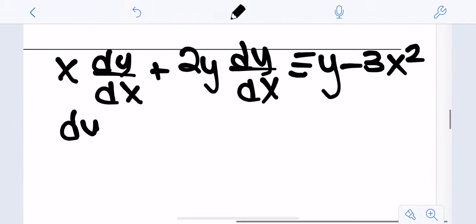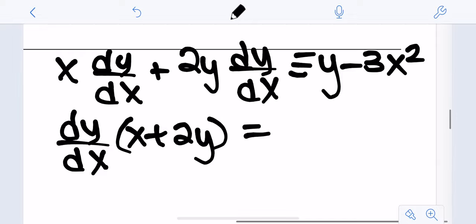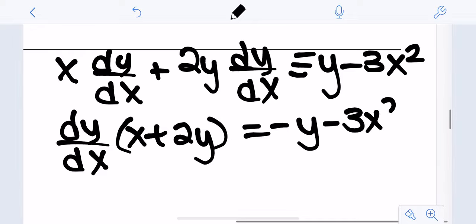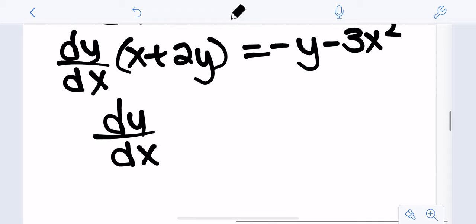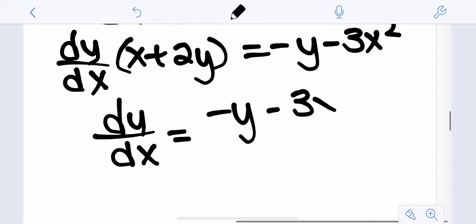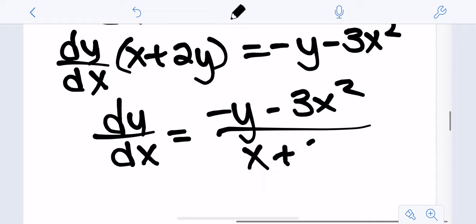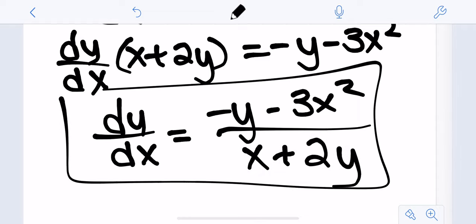I can factor out a dy dx. Negative y minus 3x squared. And that gives me dy dx equals negative y minus 3x squared, all over x plus 2y.